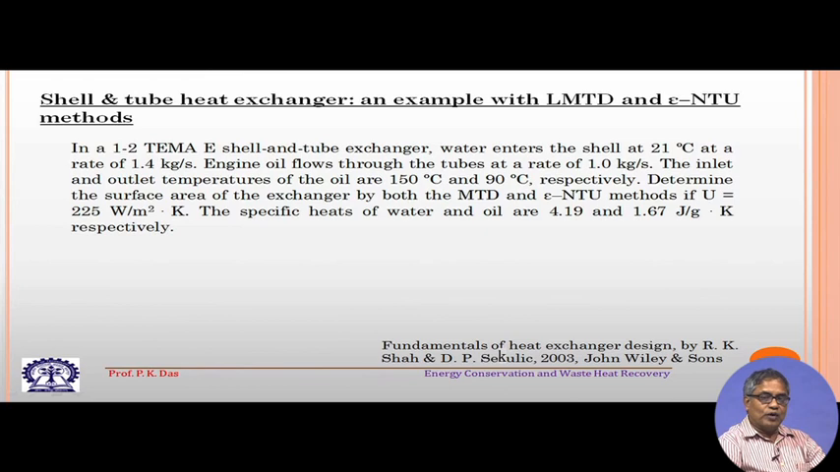So, fluid flow rates are given, fluid specific heats, this property we need. That is given, and inlet and outlet temperature of the hot fluid that is given, and inlet temperature of the cold fluid that is given. So, we have to calculate the area needed for this cooling purpose.